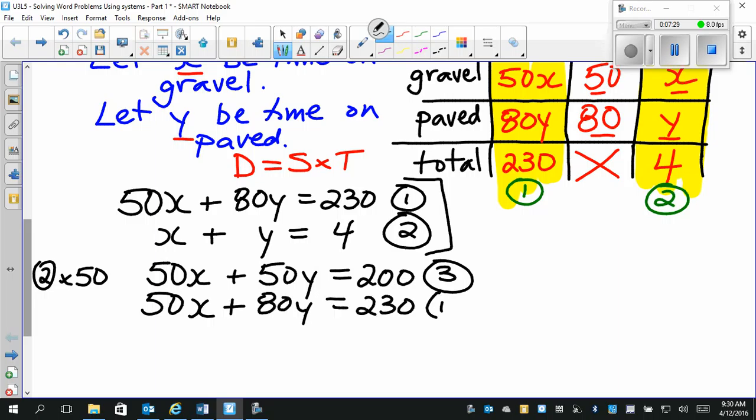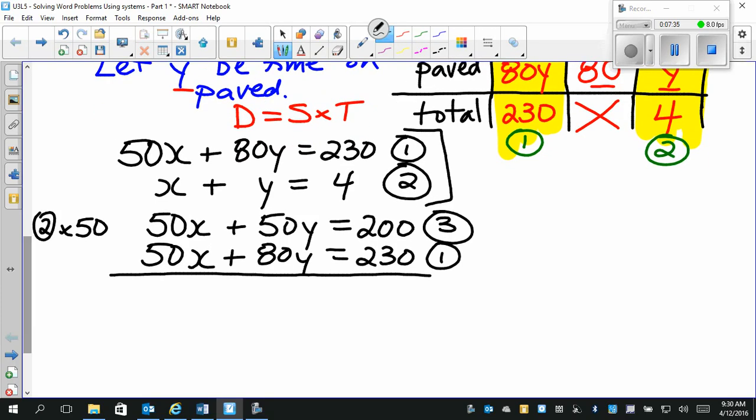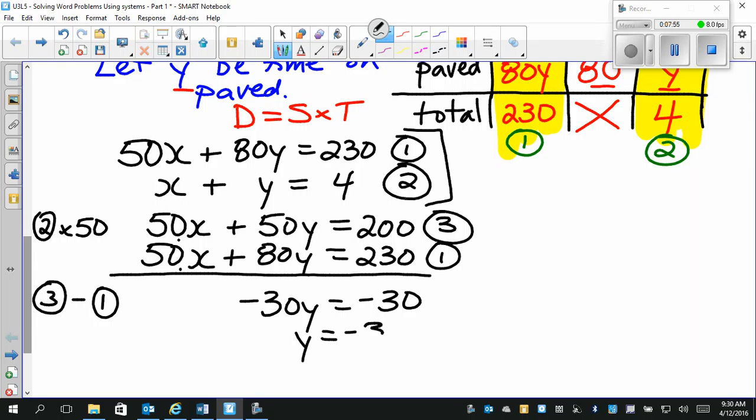So to eliminate the x's, I'm going to have to subtract these equations. So equation 3 subtract equation 1. So 50x minus 50x is gone, 0. 50 minus 80 is going to be negative 30y. And 200 minus 230 is going to be minus 30. So if I do minus 30 divided by minus 30, I get y equals 1.